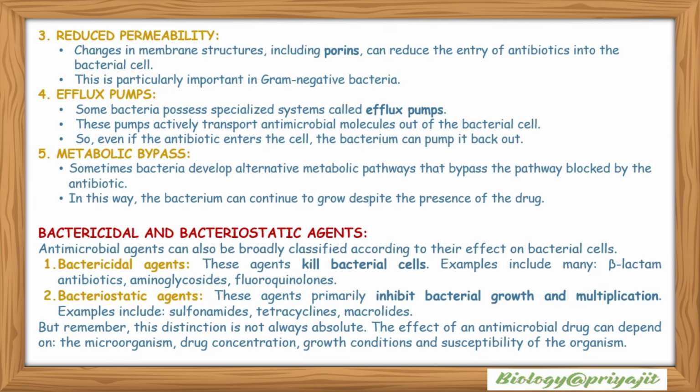Bactericidal agents are agents that kill bacterial cells. Examples include beta-lactam antibiotics, aminoglycosides and fluoroquinolones. Bacteriostatic agents include macrolides, tetracycline and sulfonamides, which inhibit bacterial growth and multiplication.